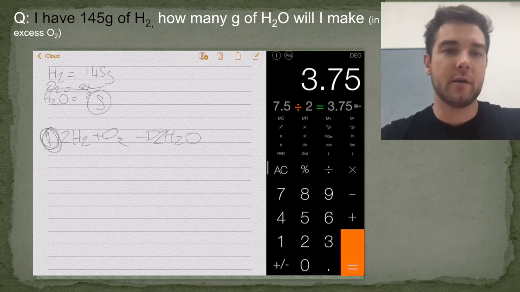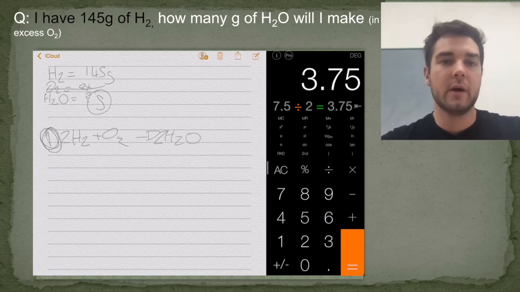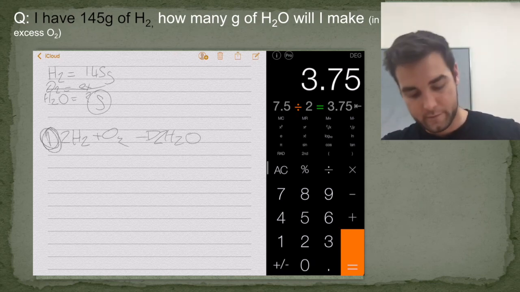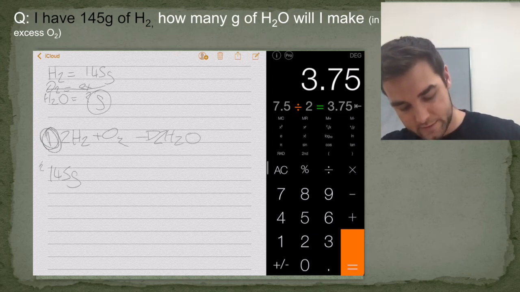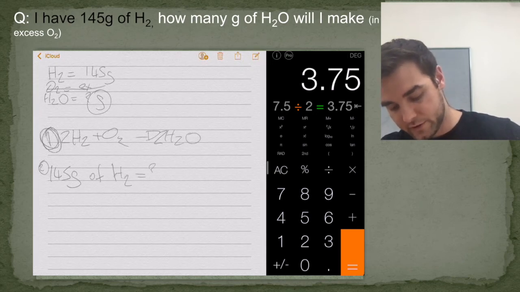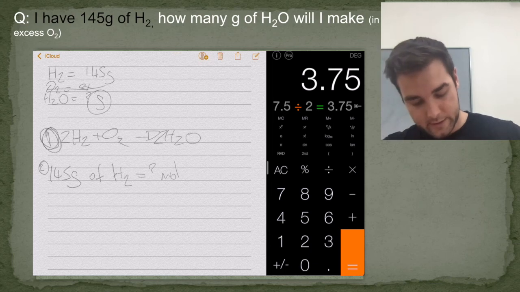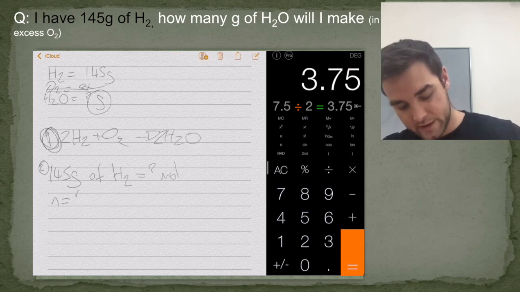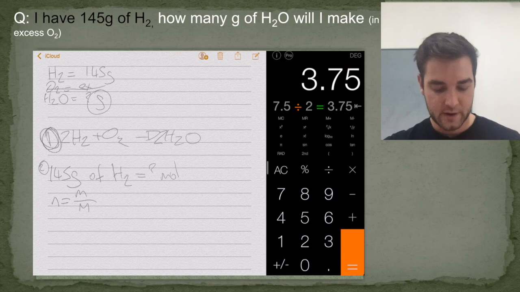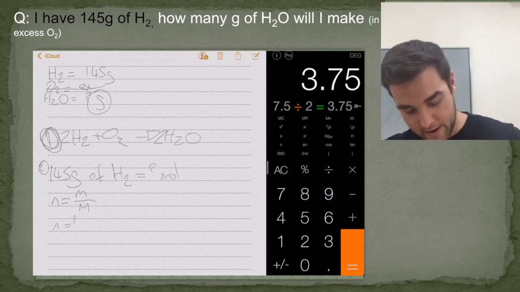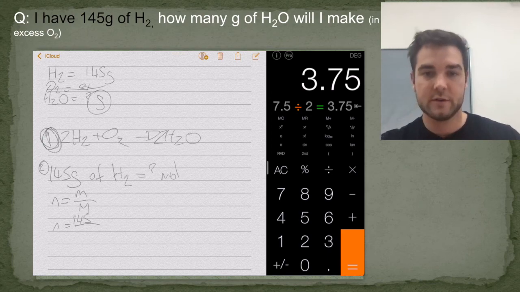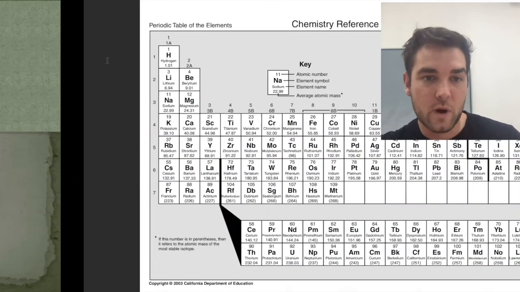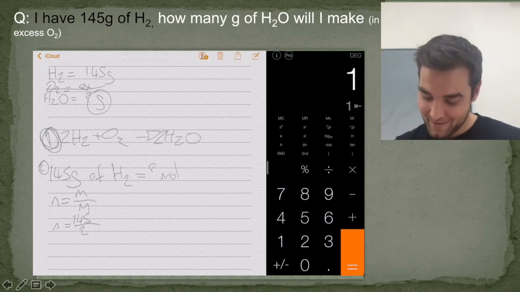Okay, I'm now going to convert H2 into moles. So, step 2: 145 grams of H2 equals question mark moles. Let's get the mole formula out. Moles equals mass over molar mass. Moles is what I'm trying to work out. My mass is 145 grams. My molar mass, well, H2 is 1 hydrogen. Let's just double check that. 1 plus 1 is 2.